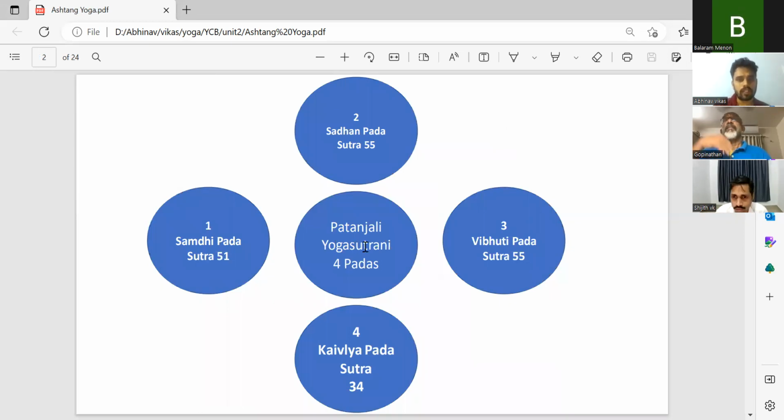Here, in the Patanjali Yoga Sutras, what do the 4 padas have? Samadhi Pada, 51 sutras. Sadhana Pada, 55. Vibhuti Pada, 55. And Kaivalya Pada, 34. Total 195. Which is that 196th sutra? It is in Vibhuti Pada. Actually, Vibhuti Pada consists of 56, but one sutra has not been considered, so we only consider it as 195.